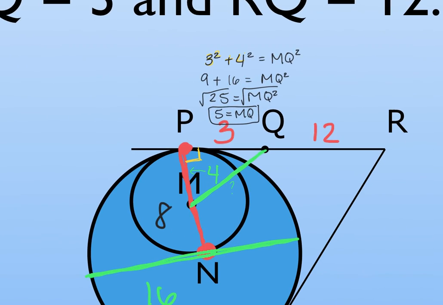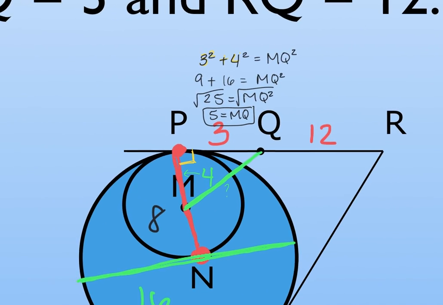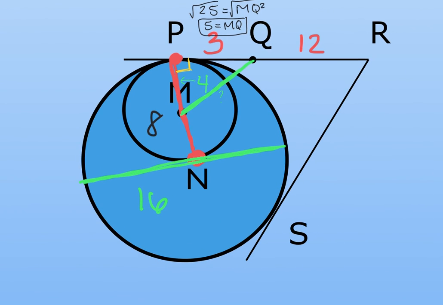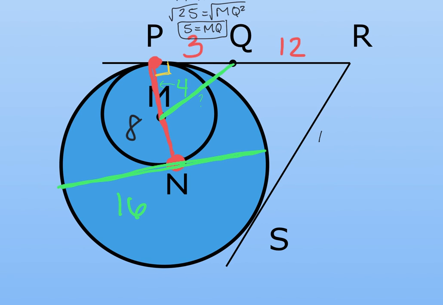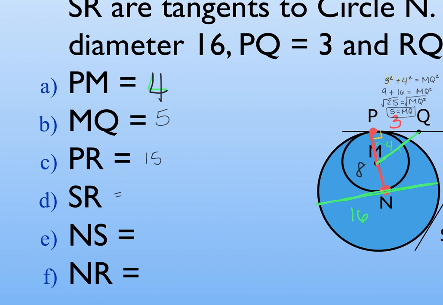Okay, now we're looking for PR. That one's easy. What is PR, guys? Yeah, 15. You just add the 3 and you add the 12, okay? So that would be 15. What about SR? 15, why? Yes, that's the ice cream cone theorem, okay? Has to be the same as PR. It has to be an even ice cream cone or else your ice cream's gonna fall over and nobody likes that, okay? So this is also 15.